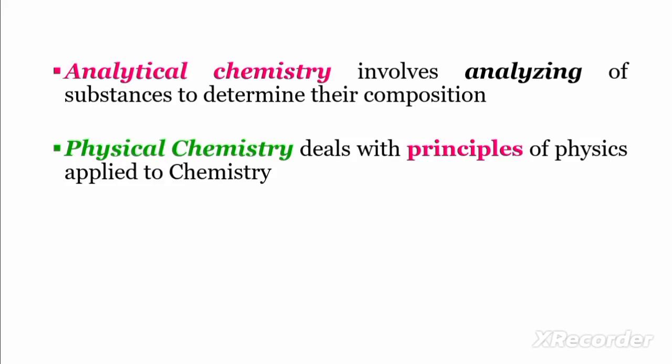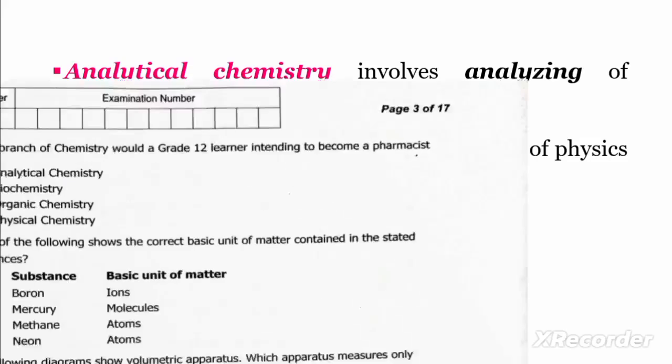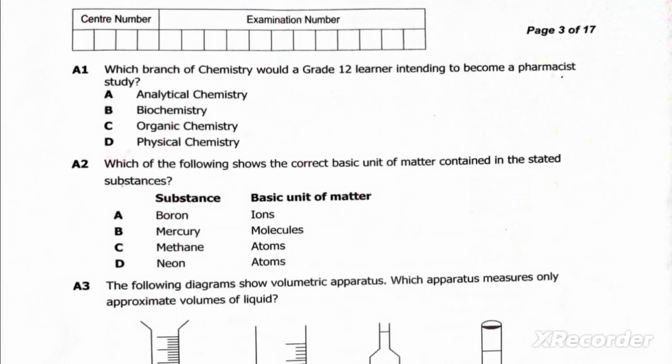Okay, so ladies and gentlemen, we have seen that a learner intending to become a pharmacist needs to study organic chemistry as his prerequisite subject or course, because most of the drugs are organic compounds in nature. So therefore, our correct answer here is organic chemistry. Without wasting time, let us move to the next question, which is question A2.